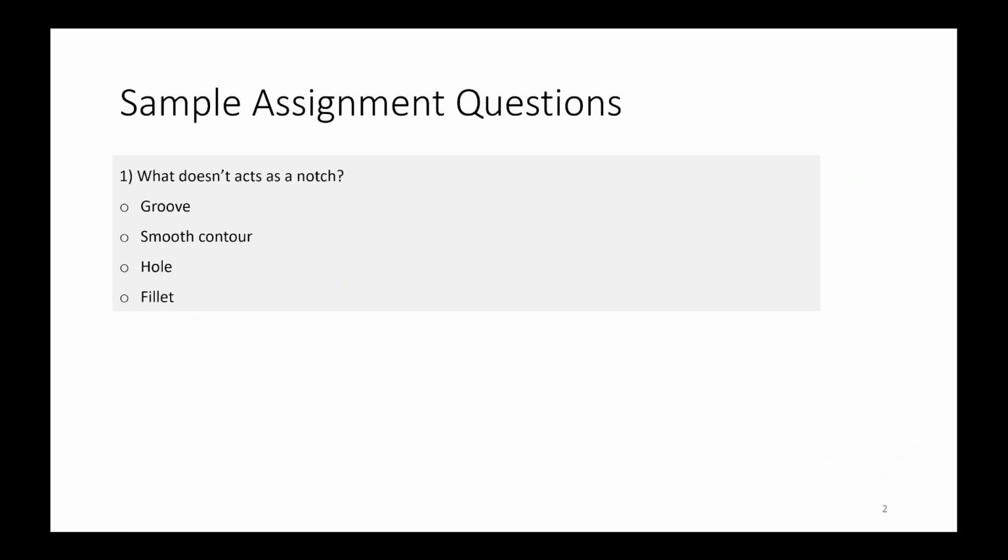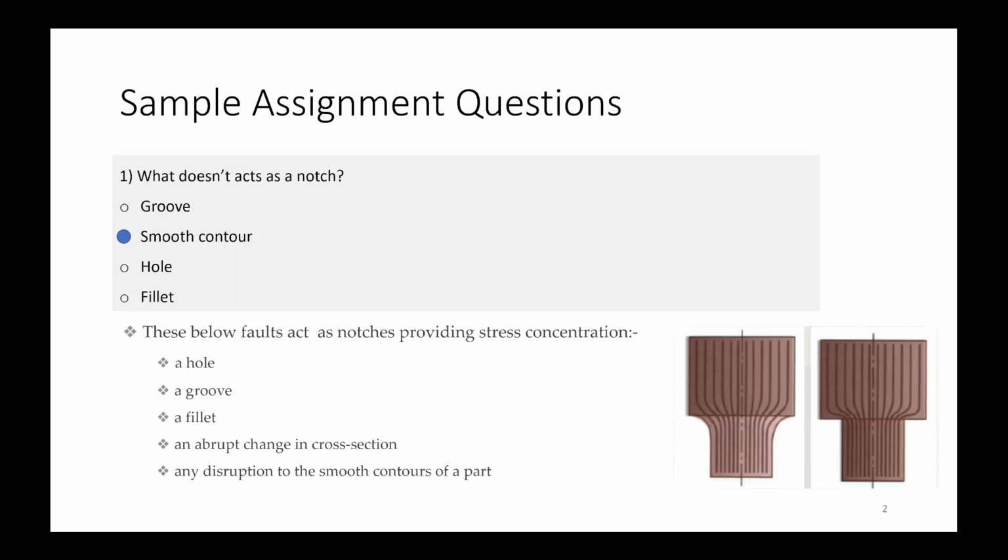Okay, so the first question was: what doesn't act as a notch? Your options were groove, smooth contour, hole, fillet. Answer was smooth contour. So these smooth areas don't provide any stress concentration compared to these other features in specimens such as groove, hole, fillet, etc. And these abrupt changes in cross section can all lead to formation of stress concentration points, leading to formation of crack initiation.